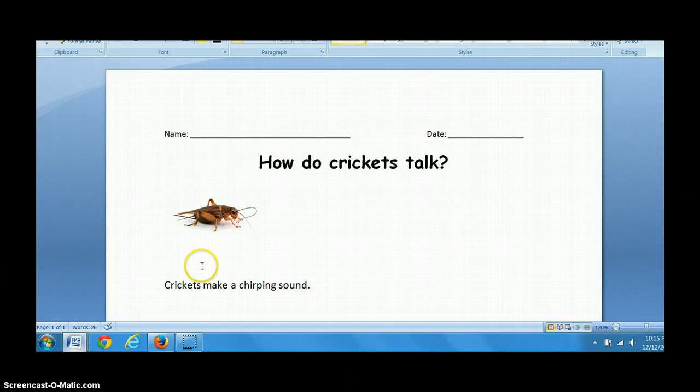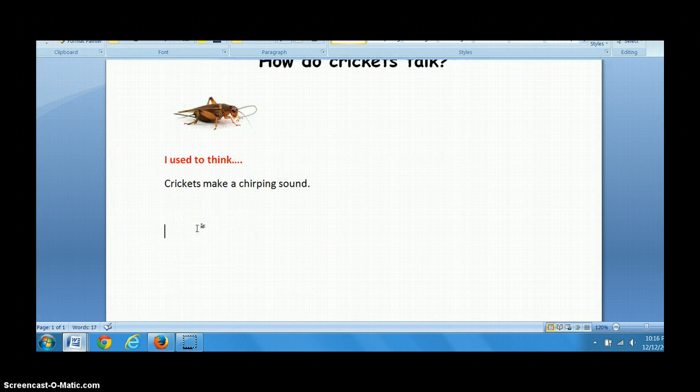Now let's go back and reflect on what we originally thought. How do crickets talk? I thought crickets make a chirping sound. So I'm going to write, I used to think crickets make a chirping sound. And then I'm going to add, now I know crickets talk by rubbing their upper and lower wings together.